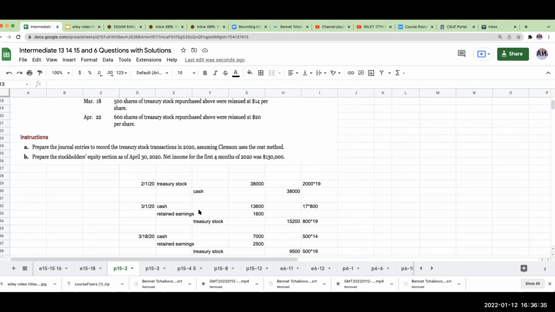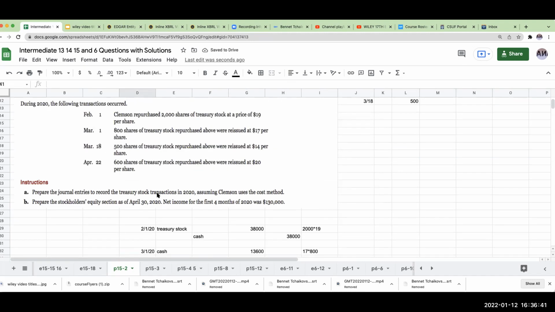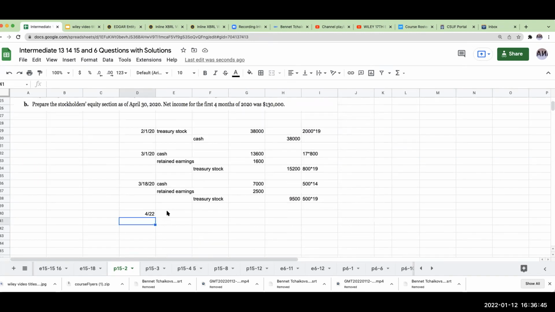Now I'm selling over here on April 22nd. I'm selling 600 shares at 20. So let's do the cash first. So I've got 600 at 20. So what did I originally pay for the shares? Well, I paid 19 per share.